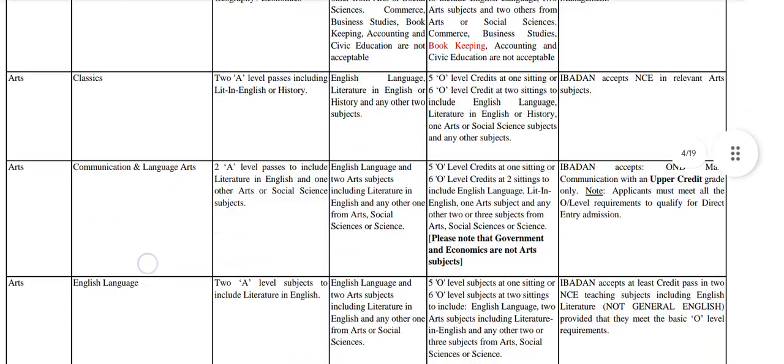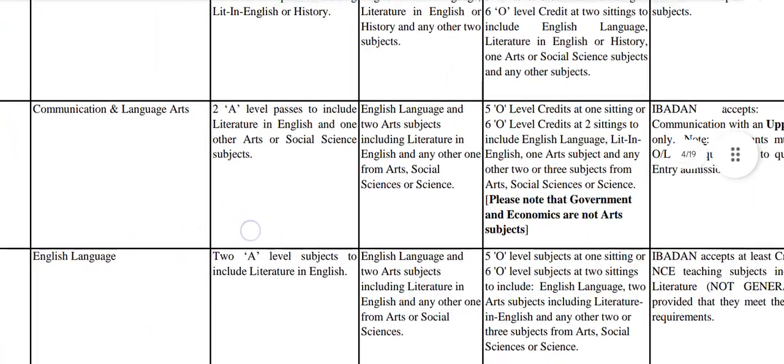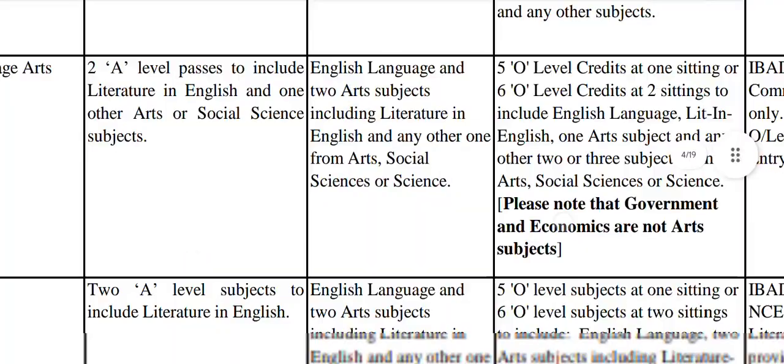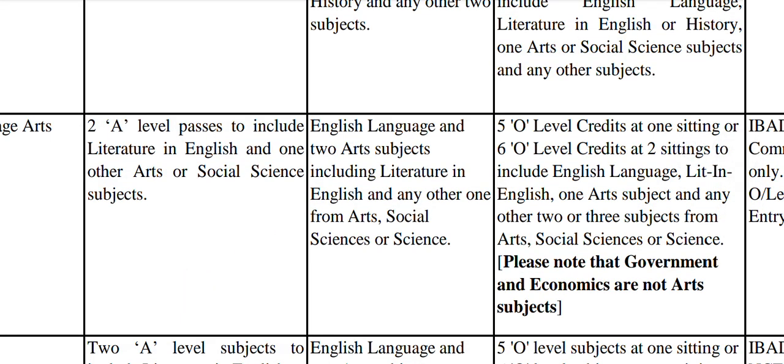So let's go to communication language arts now. This course requires a JAMB subject combination, which should be English language compulsory and two art subjects including literature in English. As I said earlier, when they mention it like this, it means that you must choose English language and two art subjects which must include literature in English.